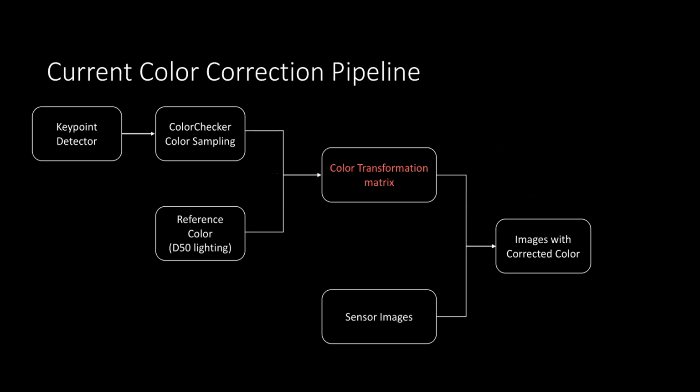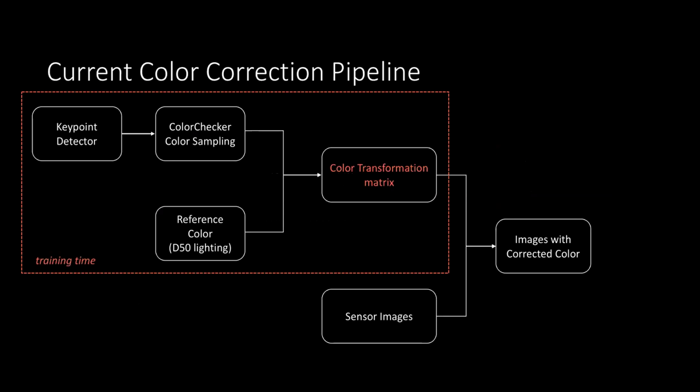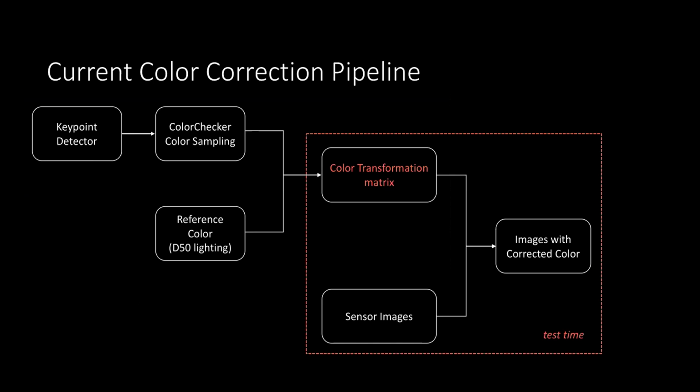So here is the pipeline of our current standard color correction. At training time, we just use the color key point detector to assist the sampling of the color checker values, and then we solve our color transformation matrix with respect to the reference color. Then at test time, we can apply the transformation matrix to an arbitrary sensor image and get the image with the correct color.